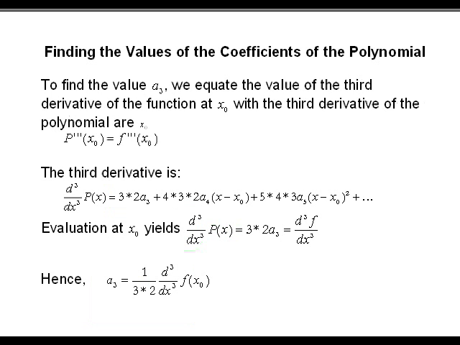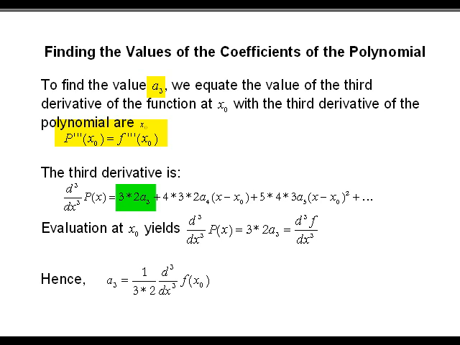Now let's look for a value for a3. We do that by requiring the third derivative of the polynomial equal the third derivative of the function. So I'm taking the third derivative of the polynomial, and I end up with this constant term, which I'll put in green here, 3 times 2 times a3, which we had from before.